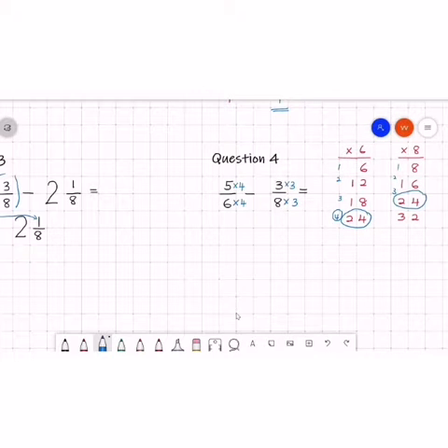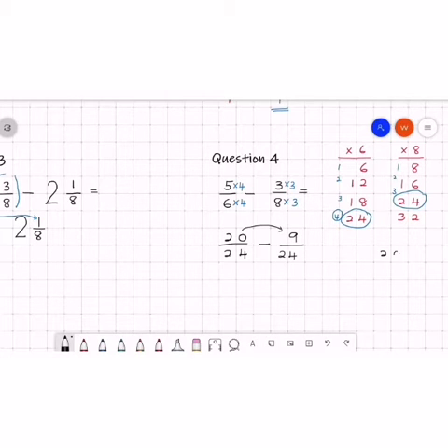So after we times this, we will get a new question. Okay, so 5 times 4 is 20 over 6 times 4 is 24. Minus 3 times 3 is 9 over 8 times 3 is 24. So now we already have the new question with the same denominator. So now we can solve this question. So 24 will remain as 24. Now we are going to minus this 20 with the 9 here.